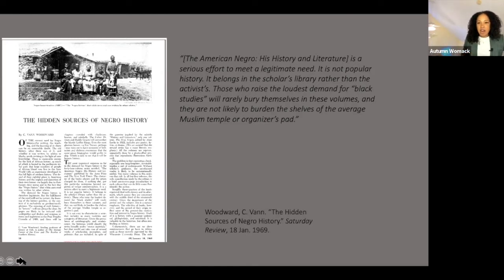So I'll end here, and I'll say that ultimately, the Black past that was evoked by the editors of the American Negro, its history and its literature in the name of political freedom, and which was reimagined as a narrative of progressive liberalism, they both failed to deliver on their grand promises, right?